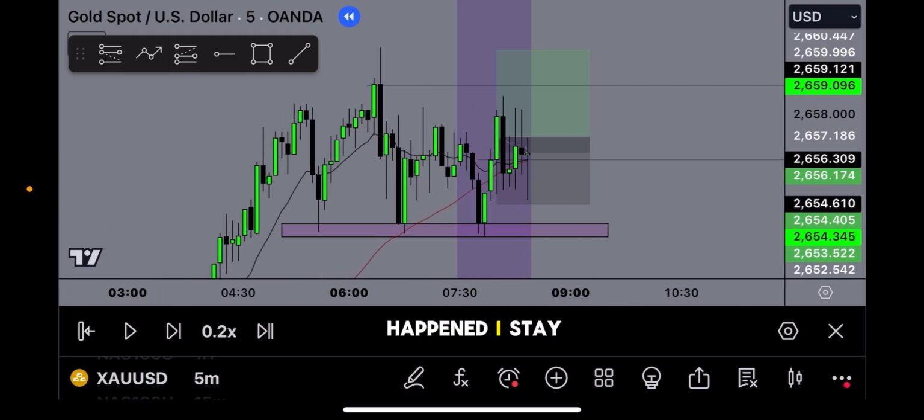Let's see what happened. I stayed holding the trade. I was like, I'm gonna hold the trade. I'm gonna let either my take profit get hit or my stop loss get hit. Let's see what happened.